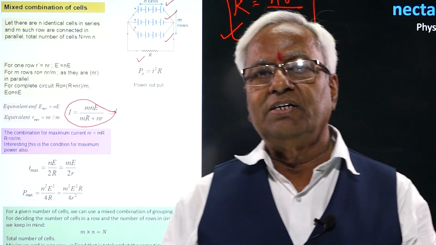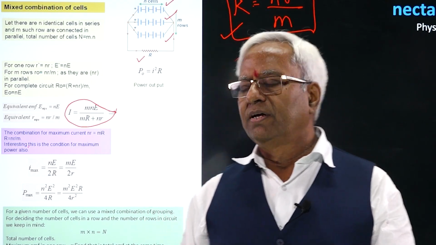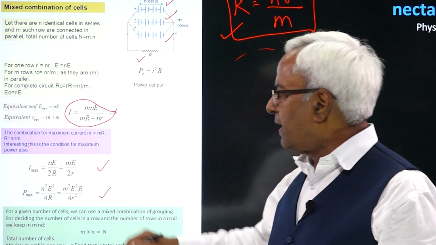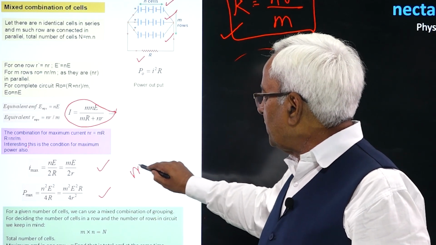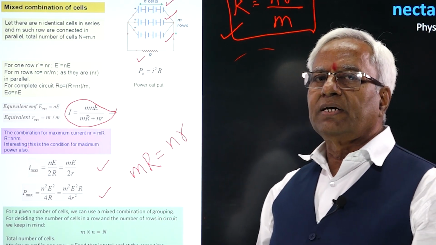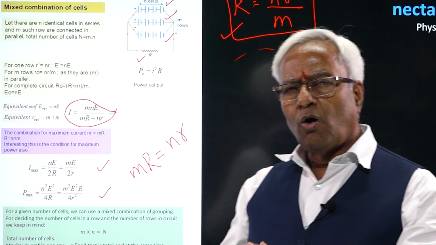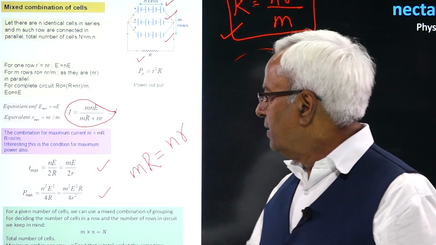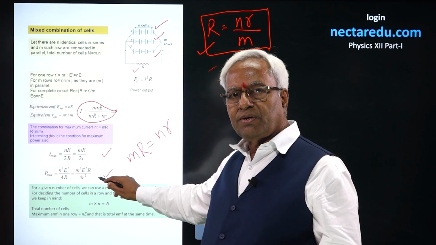One extraordinary condition here, just because of coincidence, it becomes very peculiar that we get the same condition for maximum power and also for the maximum current. This condition is for both. This is a common condition. So when you are getting the maximum current in mixed combination, it's compulsory that you are going to get maximum power as well. Maximum power, by putting this value, you will find the values given here.